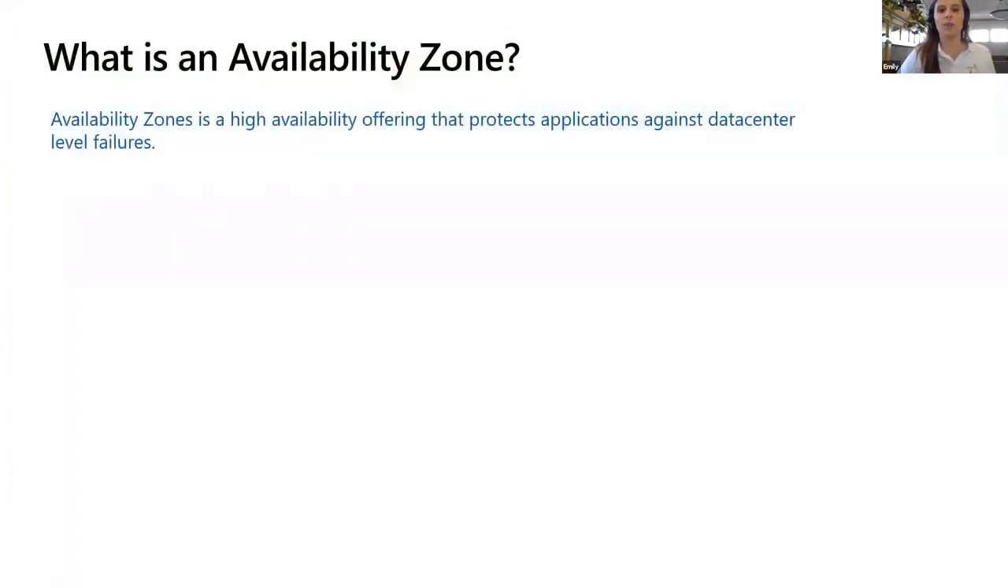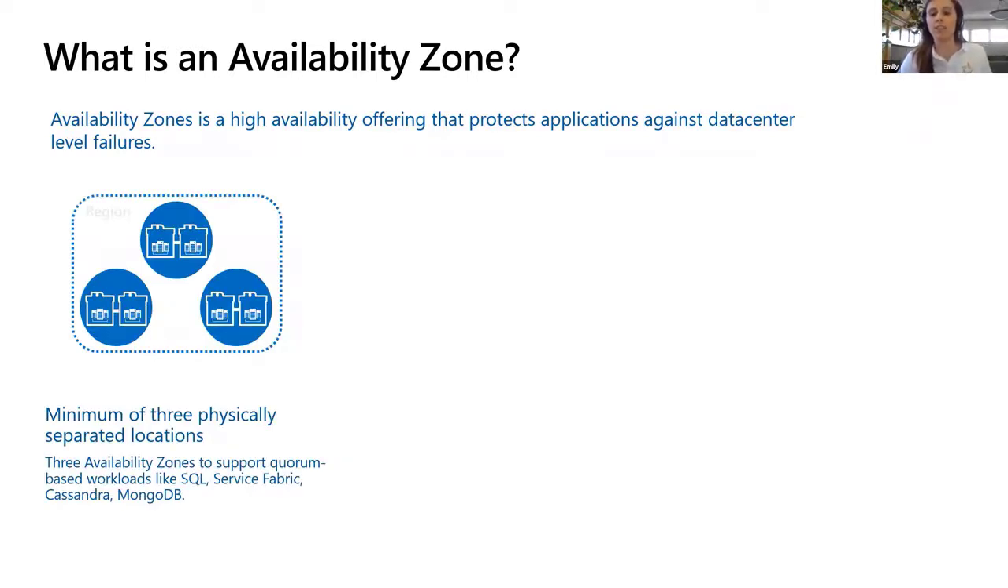Now, let's go over what is an availability zone. And I think it's important to understand what an availability zone is to first understand what's an Azure region. So the definition of an Azure region is a set of data centers deployed with a latency-defined perimeter and connected through a dedicated regional low-latency network.